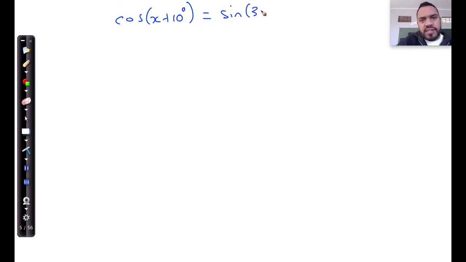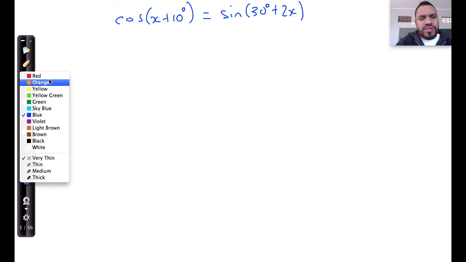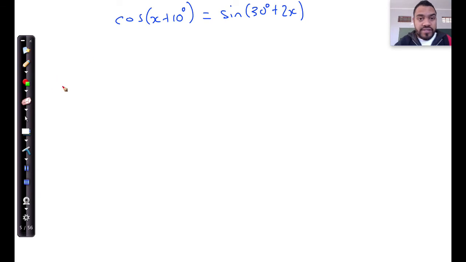30 plus 2x degrees, right? So 30 degrees plus 2x. Now, when you see an example like this, how do you know what to do? Well, you can turn this into a type 2 equation of what we've looked at previously, right? Where you try and turn it into the same function.